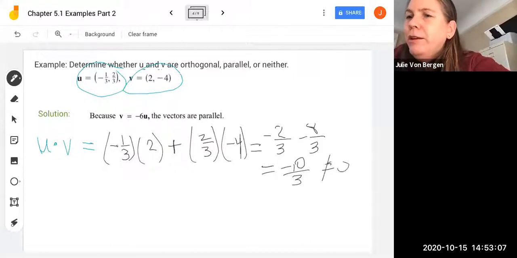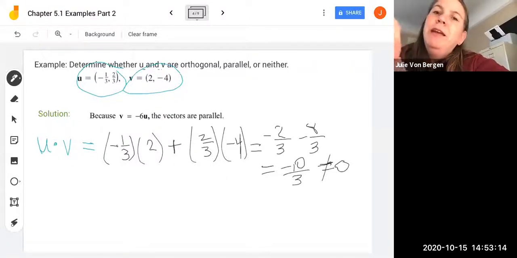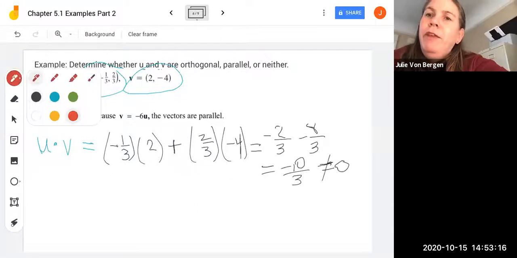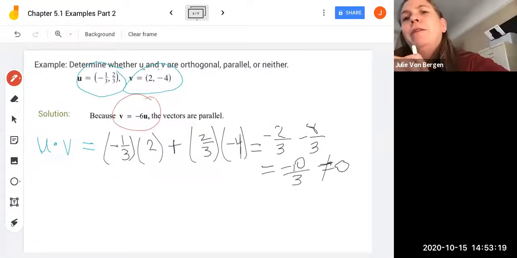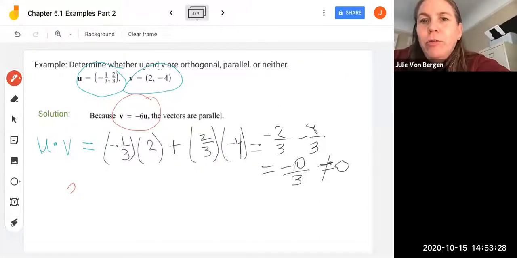So then you start to look and see, well, are there any scalars that could multiply by one vector or the other? And so we see here v equals -6u, so the vectors are parallel. If you're not sure if they're parallel or not, you can do some component-wise division. So you could say, 2 divided by -1/3 and -4 divided by 2/3.